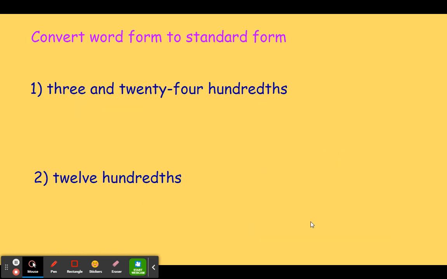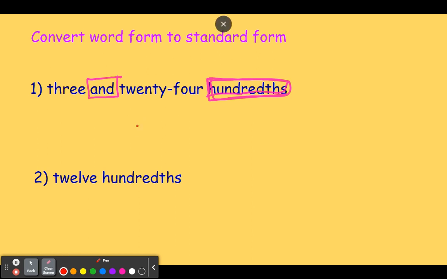So here are some examples of how to do this with annotation. The first thing we want to do is highlight keywords. I'm going to highlight in pink. So I have hundredths. Instead of highlighting it, I'm going to box it. Usually I highlight it, but I'm going to box it. So I'm going to box hundredths and I'm going to box and. Now, since I have hundredths, I'm going to draw my shelf. So I do my decimal. And hundredths place is 2 spots after the decimal. So I put 2 shelves after the decimal.